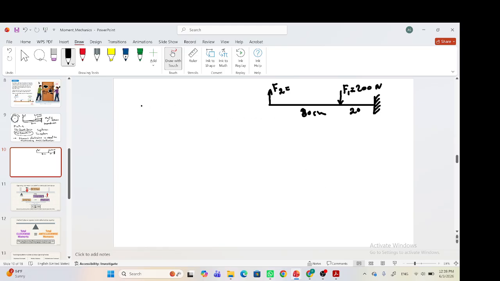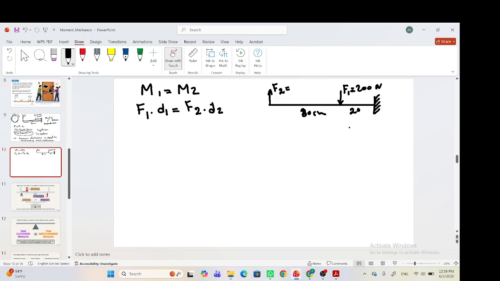I told you that in a system, the moment of clockwise is equal to the moment of anti-clockwise. If we say that M1, for example, the anti-clockwise, is equal to the moment of M2 clockwise, then instead of M1 we can write F1 multiplied by d1, equal to, instead of M2, F2 multiplied by d2.